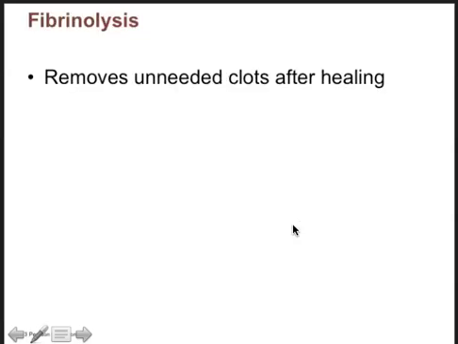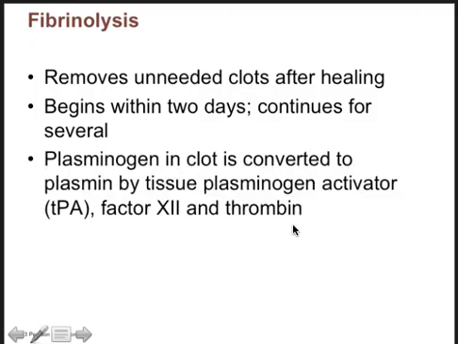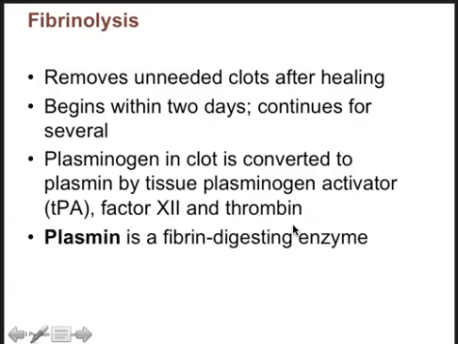Fibrinolysis is what takes place after we've repaired the tissue. We can now get rid of the clot because we've effected our repairs. So it removes the unneeded clot after the healing takes place. This usually begins within 2 days and continues for several days afterwards. Plasminogen in the clot is converted to plasmin by tissue plasminogen activator, abbreviated TPA, factor 12, and thrombin. Plasmin is the fibrin-digesting enzyme that results from this series of events.